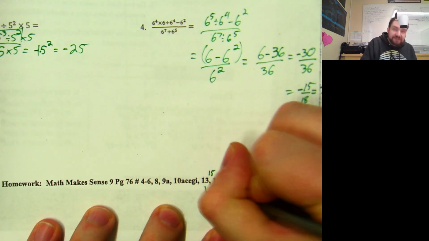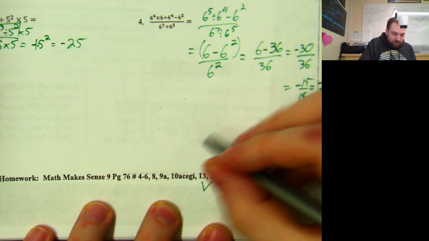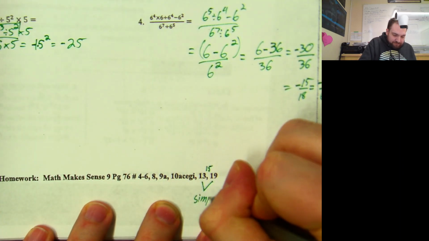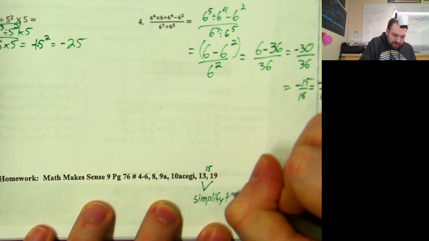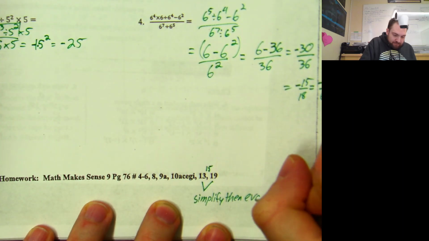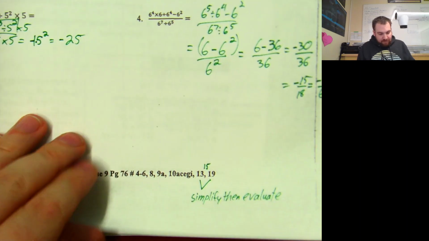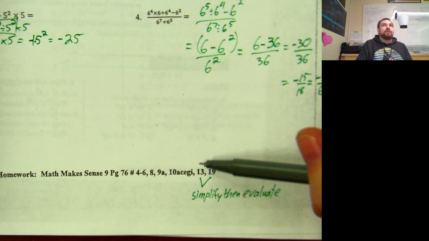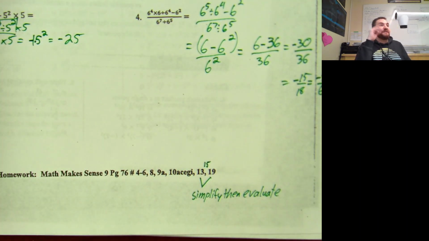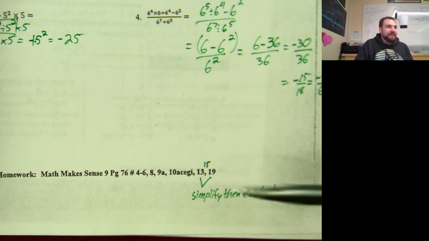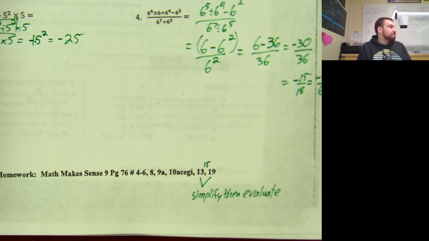For these questions, it says evaluate. I want you to simplify first, then evaluate. 15 is one of those questions where it says find the mistake and then correct it. So 15 is not a simplify then evaluate. For 13 and 19, I want you to do that.